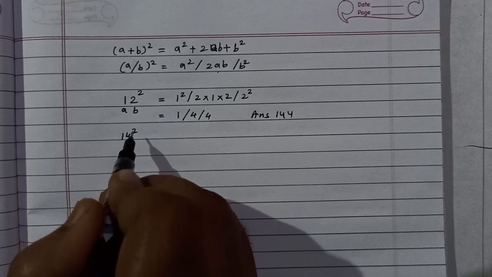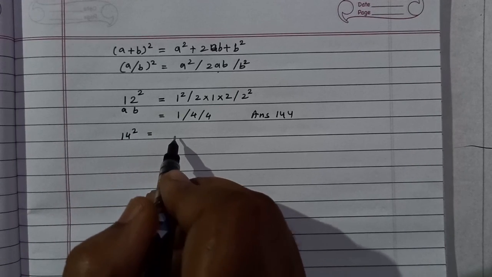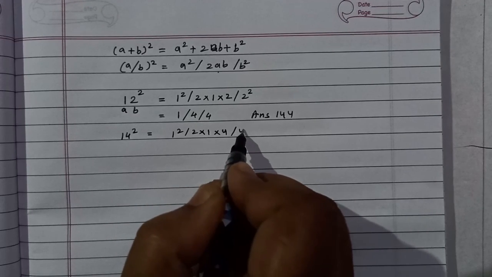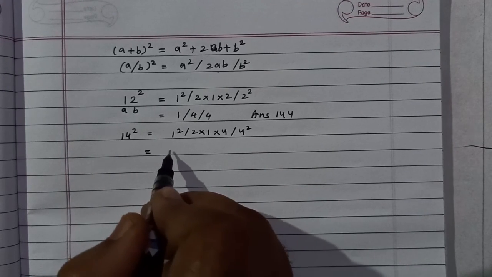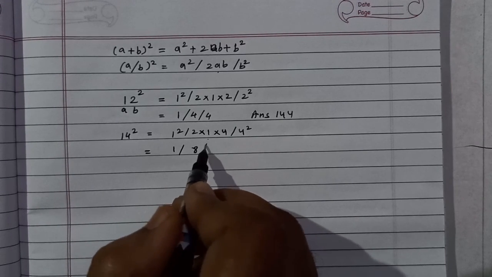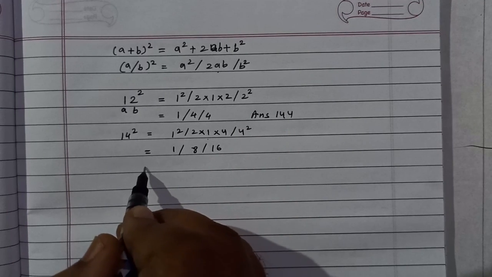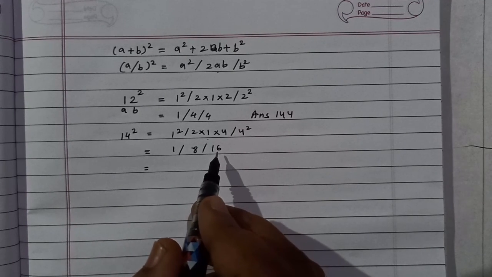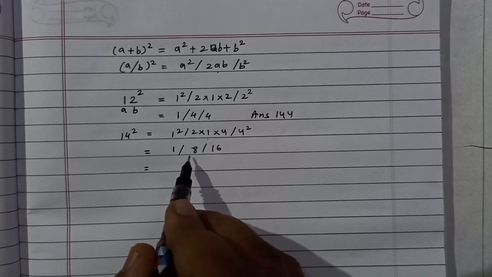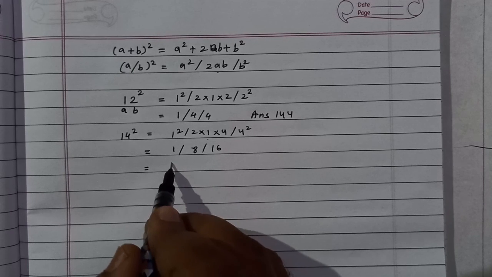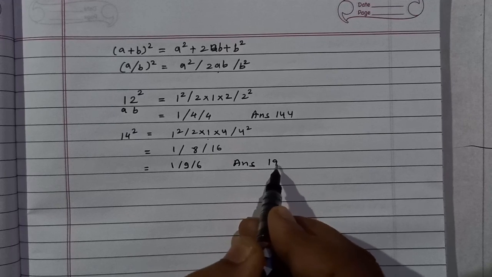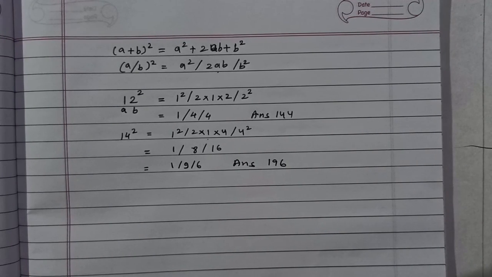14 square. 1 square, 2 into 1 into 4, 4 square. 1 square is 1, 2 ones are 2, 2 fours are 8, and 4 square is 16. Right part has two digits, so left digit 1 carries forward to the middle part. 8 plus 1 is 9. 1, 9, 6. Answer is 196.